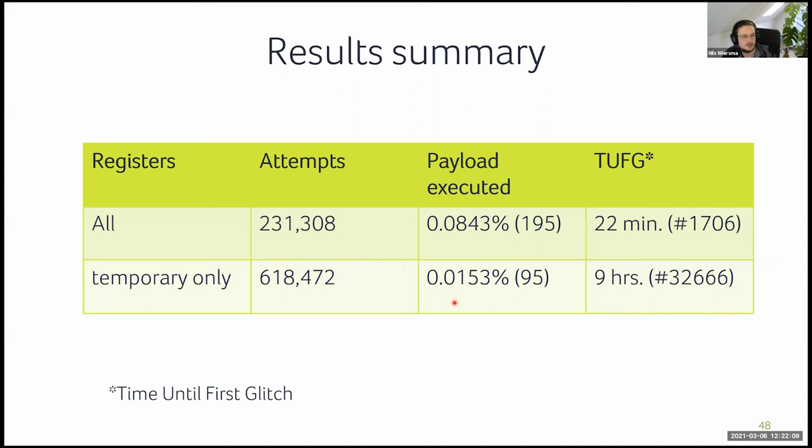What we see here is that when we only use the temporary registers, the success rate drops by half, or even more, almost by a factor of 10. And then in this last column, I gave you an indication of the time until we had our first successful glitch. This is, of course, a number with very high variance, since it's a statistical exercise, so you might get lucky, you might not get lucky. But you can see this big order of difference between the two.